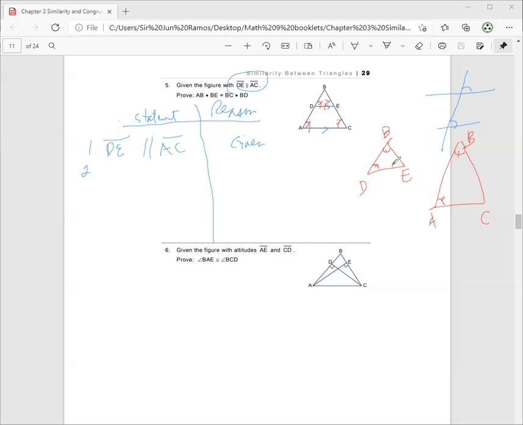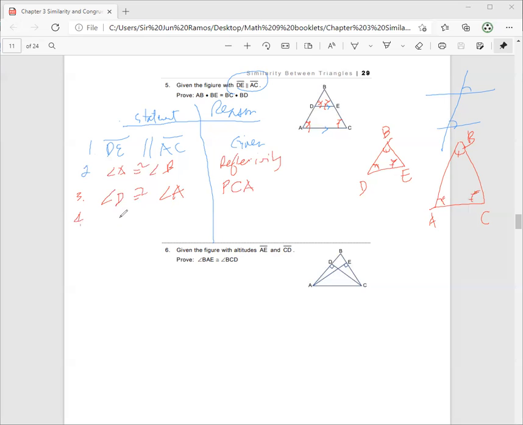I will have this third angle congruent to that angle, third angle. Okay, so let's write what we have said there. So I can now say angle B is congruent to angle B. Okay, this is reflexivity. And number three, angle D here in this triangle is congruent to angle A. Okay, this is parallel lines, corresponding angles are congruent.